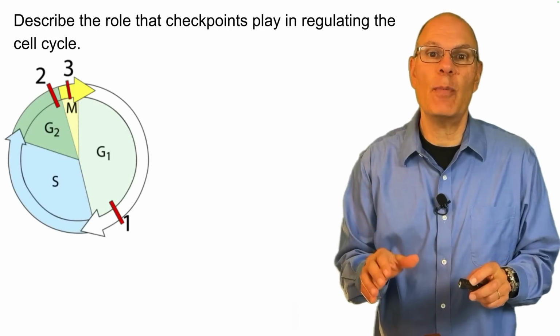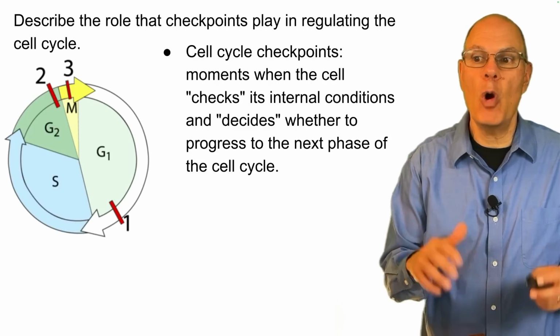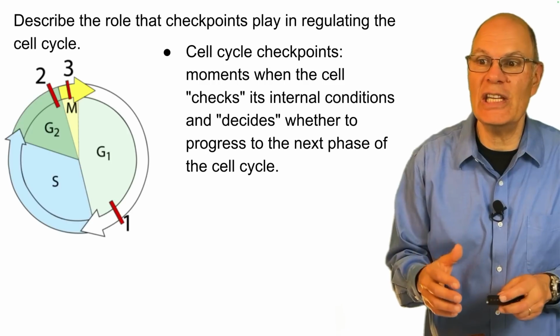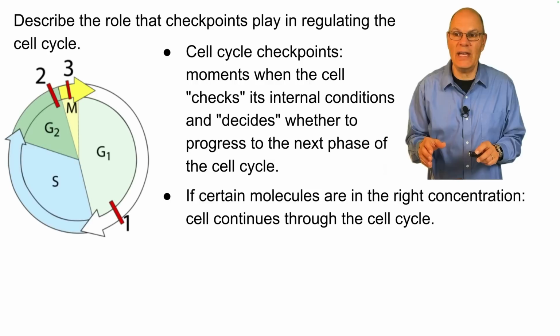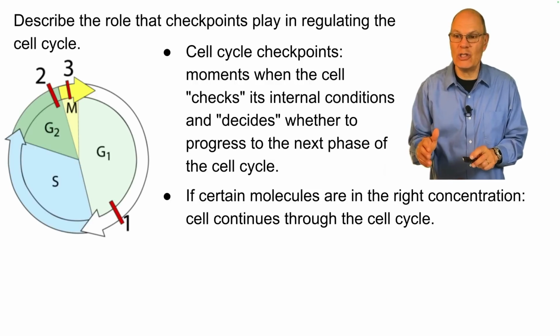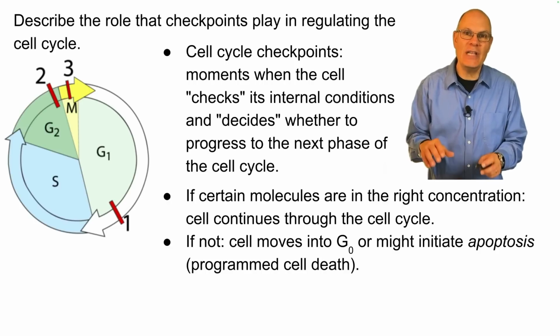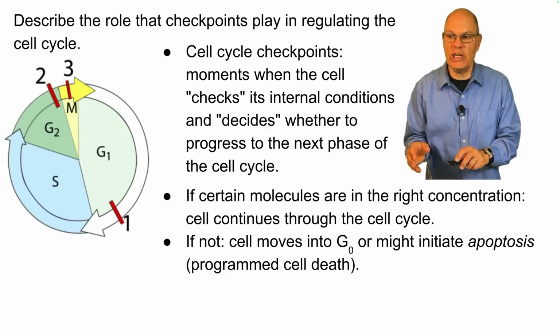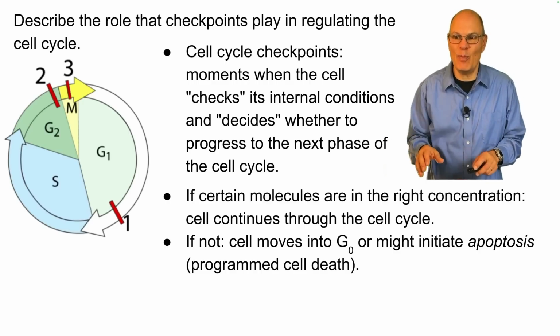Describe the role that checkpoints play in regulating the cell cycle. Cell cycle checkpoints are moments when the cell checks its internal conditions and decides whether to progress to the next phase of the cell cycle. If certain molecules are in the right concentration, then the cell continues through the cell cycle, and if not, the cell moves into G0 or might initiate what's called apoptosis. We'll explain that in a moment, which is called programmed cell death.